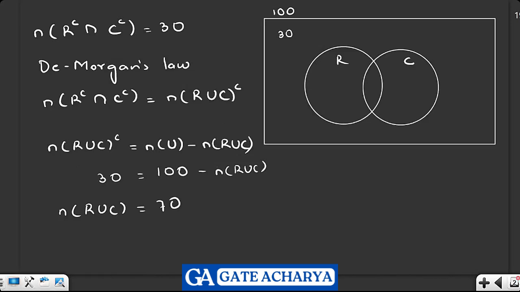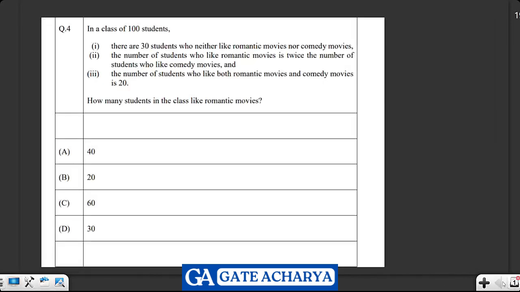One more thing, the shaded region. This represents the number of R intersection C, that is, students who like comedy as well as romantic movies. For them, it is given in the question as 20.